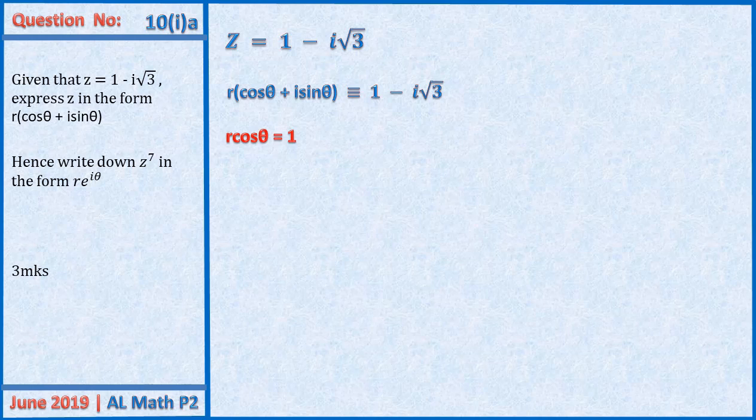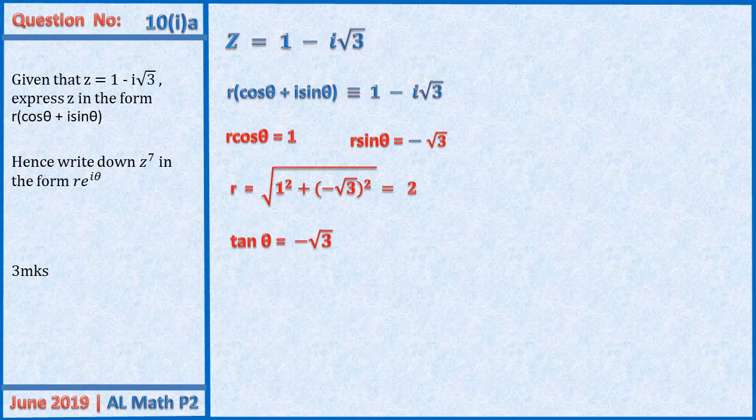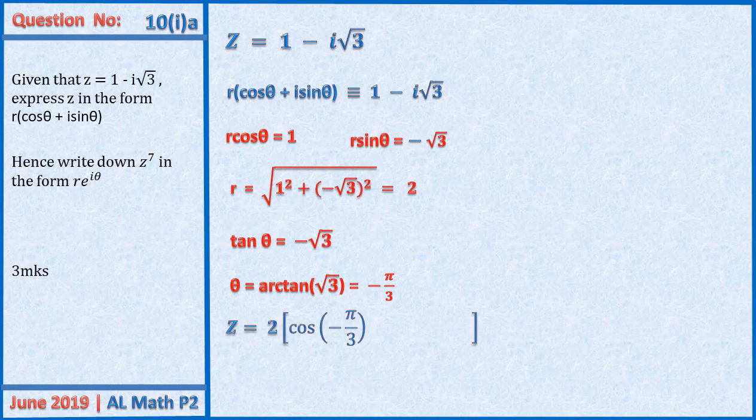So r cos theta, equating coefficients, will be 1, and r sin theta will be equal to minus root 3. So r will be equal to the square root of 1 squared plus minus root 3 squared. The square root of all of that gives us 2. And our tan theta will be equal to r sin theta over r cos theta, and that gives us minus root 3. So theta is arc tan of minus root 3, which gives us minus pi on 3. So z is equal to 2 cos minus pi on 3 plus i sin minus pi on 3.